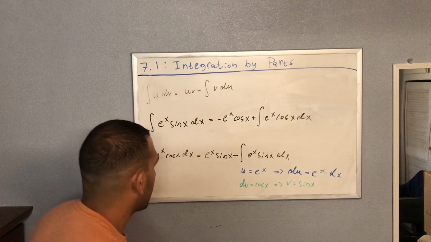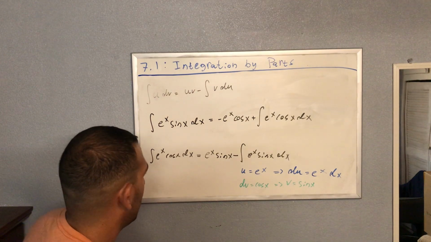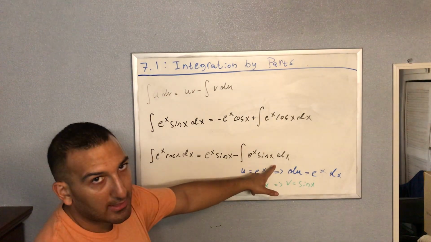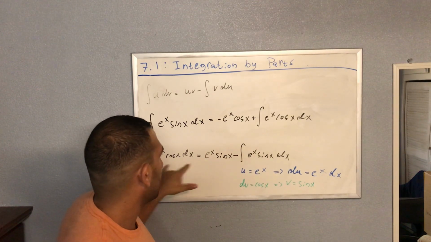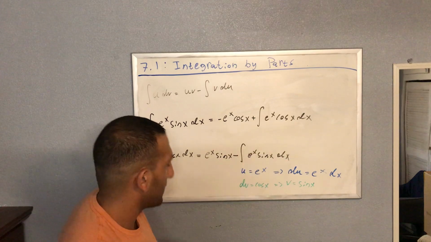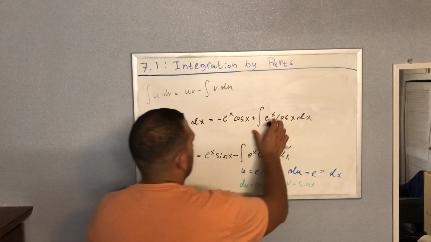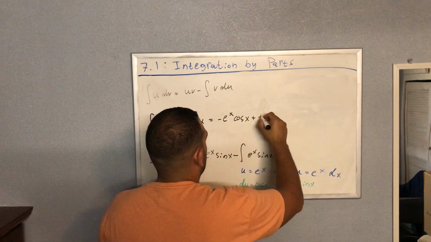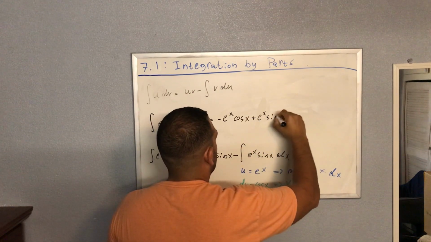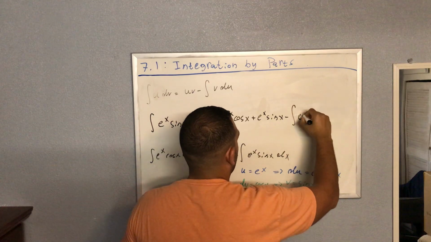And now something very interesting happened. This was the integral that we were trying to get in the beginning. So now let's make the substitution. This guy is the same as that, and let's replace it with what we found. So this guy is actually e to the x sine x minus the integral of this.